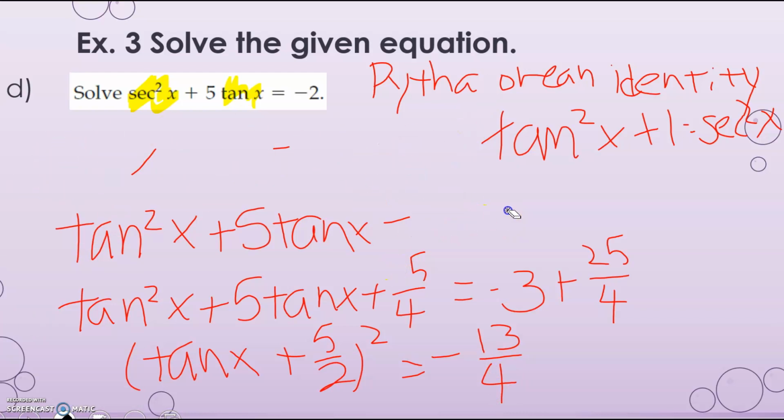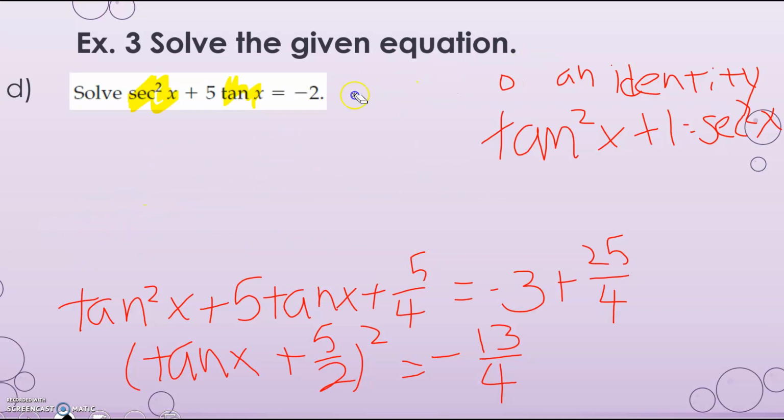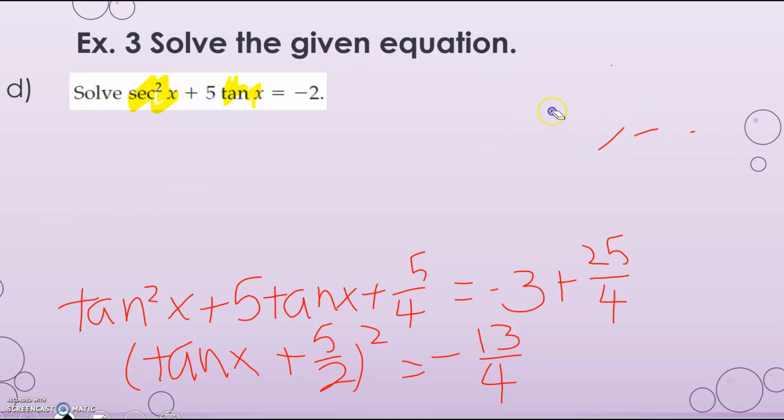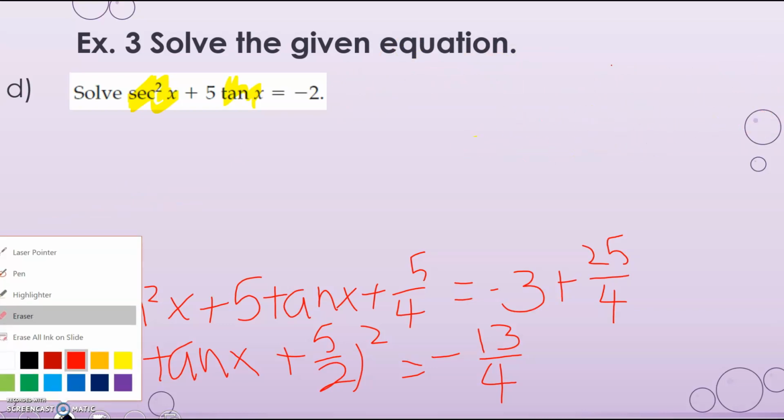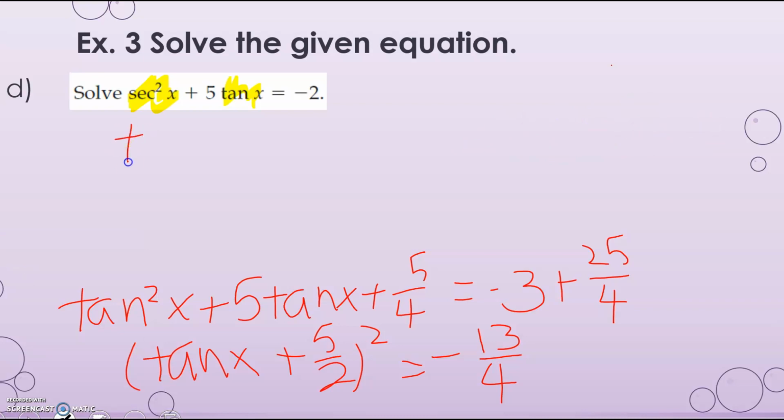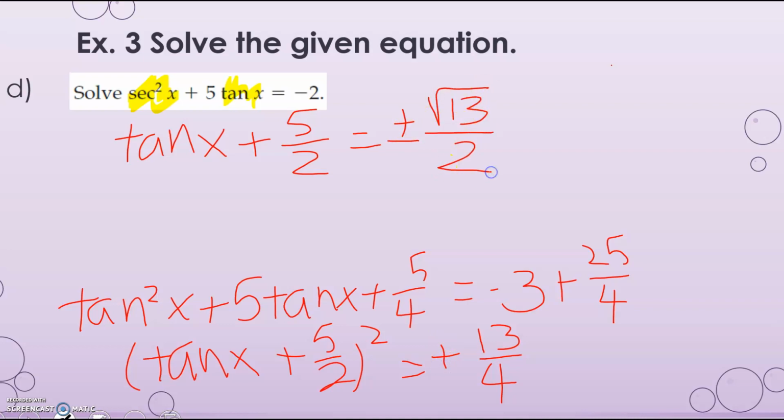erase this, because again, I gotta make some work. Okay, so from here, we're obviously going to square root both sides. We're going to get this. So we have tangent x plus 5 over 2 is equal to, oh sorry, this should have been a positive, plus or minus the square root of 13 over 2, which means tangent x is equal to negative 5 plus or minus the square root of 13 over 2.